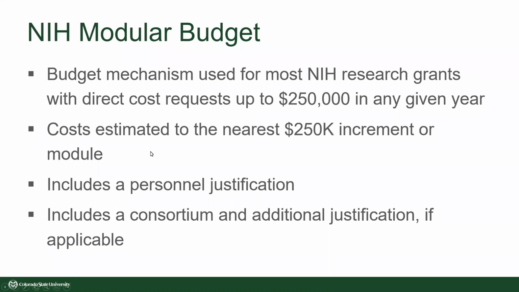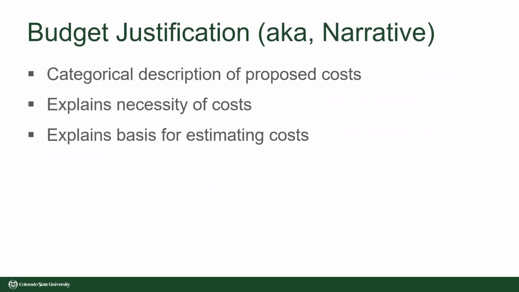Okay, modular budget. Then just a quick word about budget justifications for detailed budgets. A budget justification, also called a budget narrative, is where you're giving a description of the proposed costs. Why do you have to have travel? Where are you traveling to? What are you traveling for?